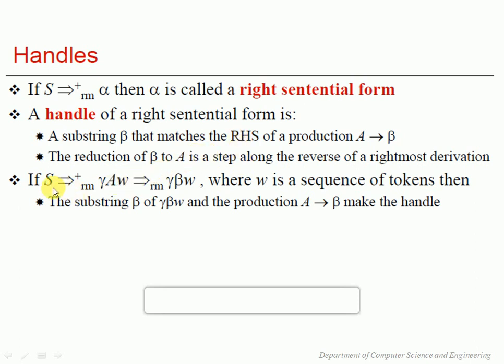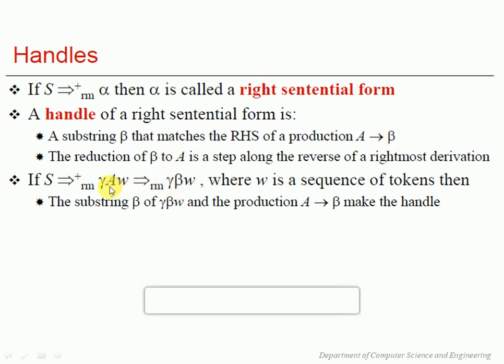Okay, let us see this scenario here. S derives gamma A w in multiple steps in a rightmost derivation, and in the subsequent step, this gamma A w becomes gamma beta w. Why? Because A is replaced using beta in this derivation. Derivation means it is a forward activity, so A gets replaced with beta, since we have a production A gives beta in the grammar.